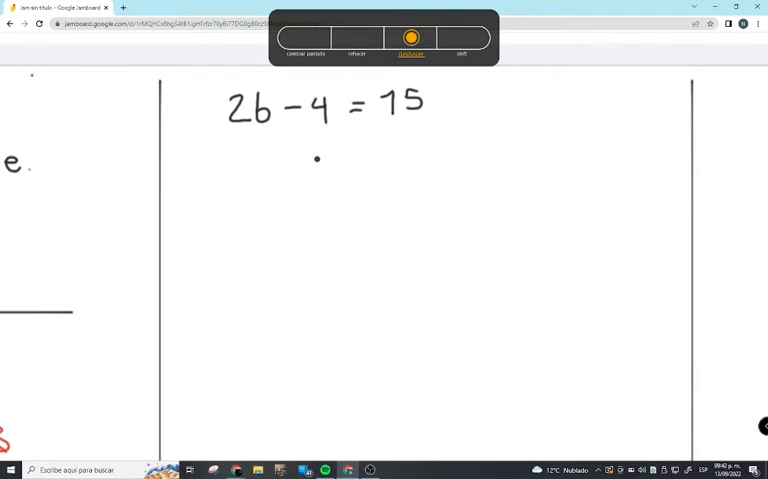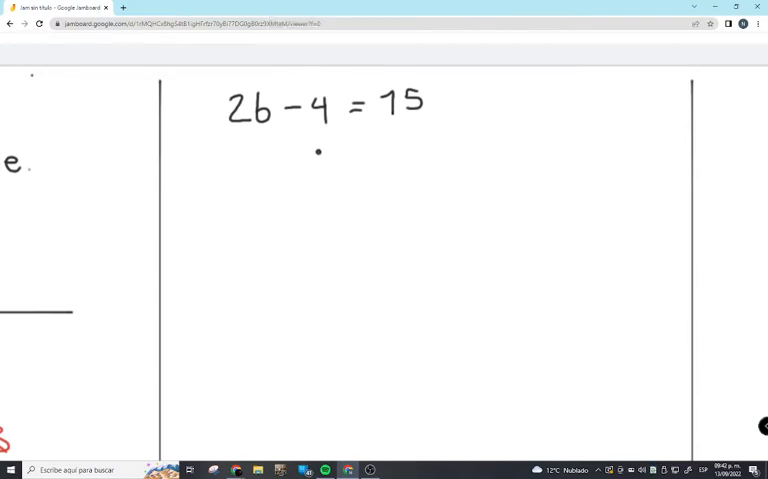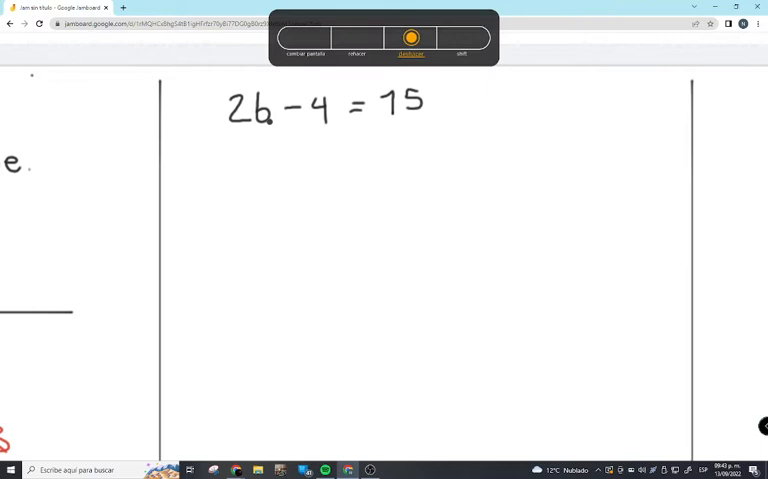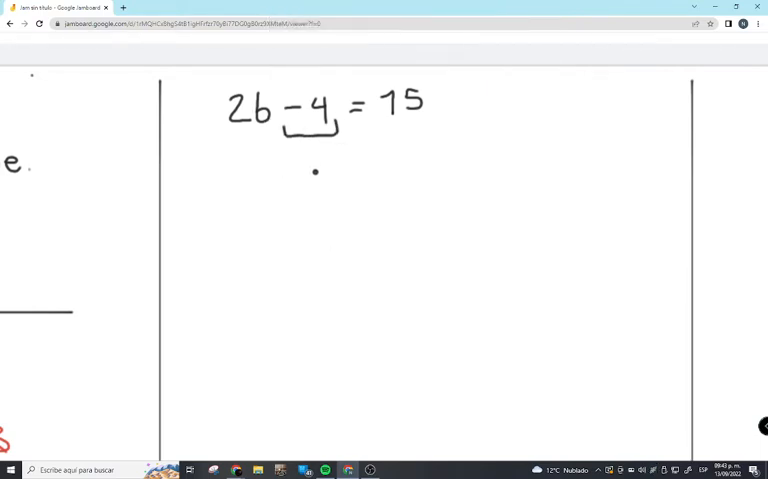We have to do it in a specific order. Always the number which is together with the variable has to be taken care of at the end. So we are going to begin with this 4. Let's get rid of that 4.